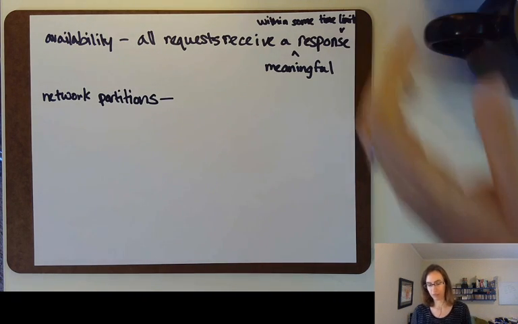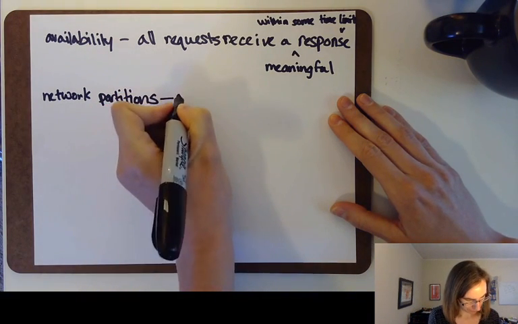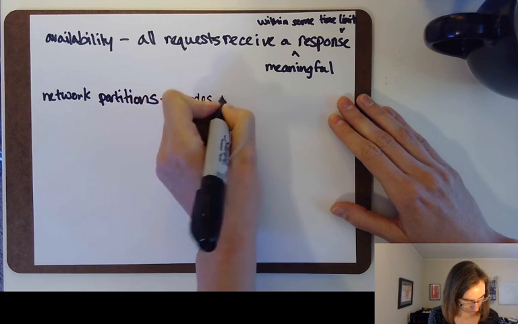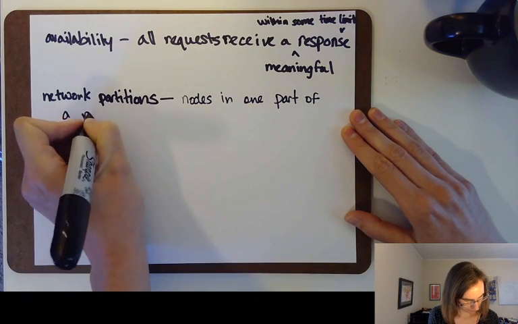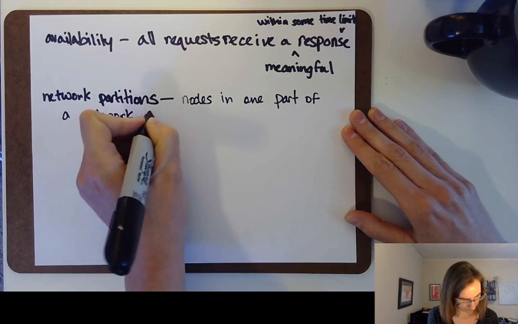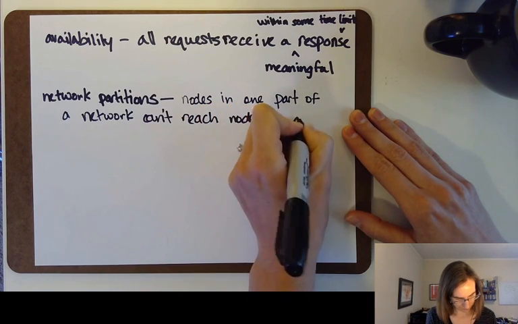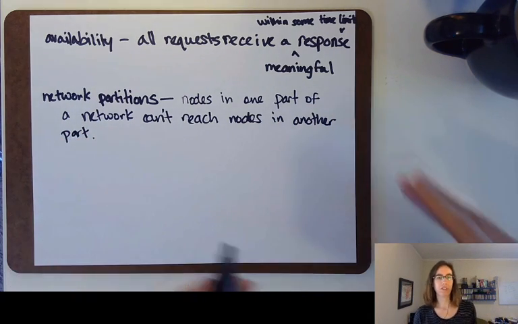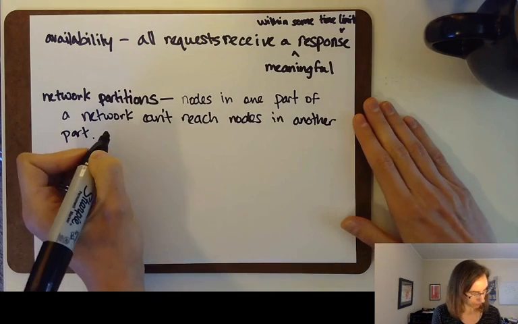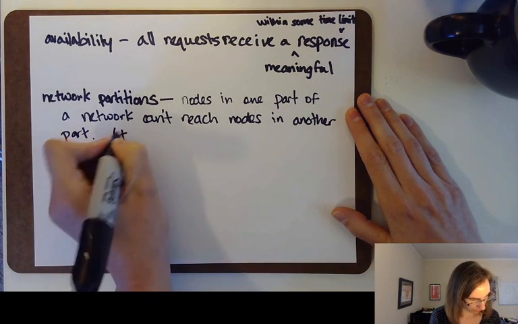Some replicas can't communicate, right? So machines in some part of a network are unable to reach machines in another part. So network partitions are temporary and they're unintentional. So this is as opposed to an explicit decision to choose to not allow two machines to communicate. This is something that's temporary and unintentional.